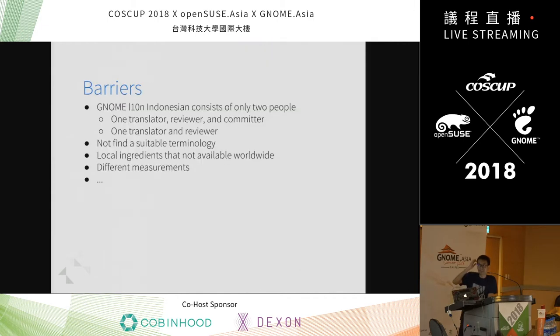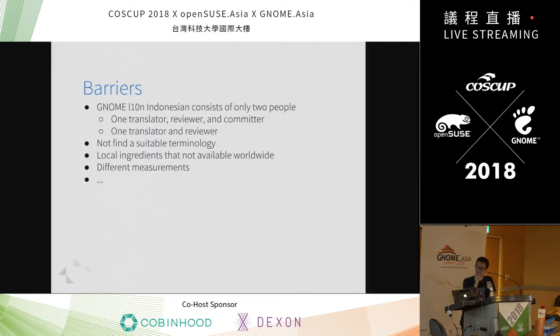So there are some barriers for our team. Actually, in Indonesia, the GNOME localization team only consists of two people, the two most active. One person is a translator, reviewer, and committer, and the other one is a translator and reviewer. The first one is Andika Triwidada, Pak Andika. And the second one is me.